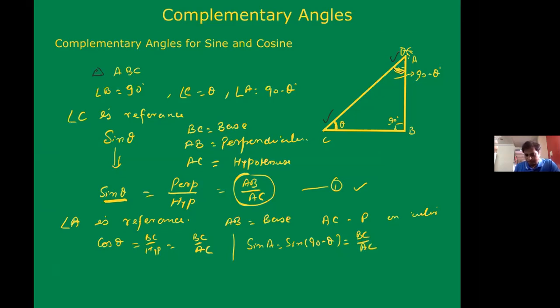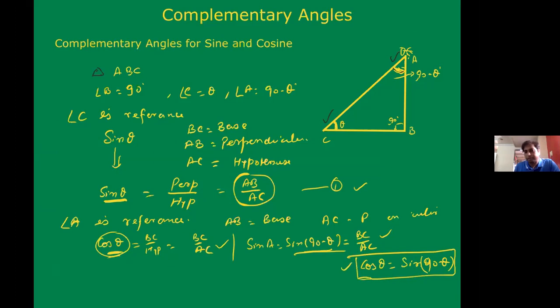Now in both cases I am getting BC by AC. So I can say cos theta equal to sine 90 minus theta. That means sine theta equal to cos 90 minus theta and cos theta equal to sine 90 minus theta, because angle C and angle A are complementary. So we are able to find the same relation.